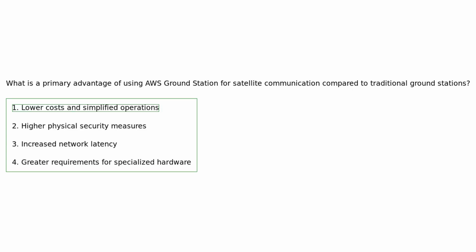A primary advantage of using AWS Ground Station for satellite communication compared to traditional ground stations is the lower costs and simplified operations, making it more accessible and cost-effective for satellite data processing and analysis.